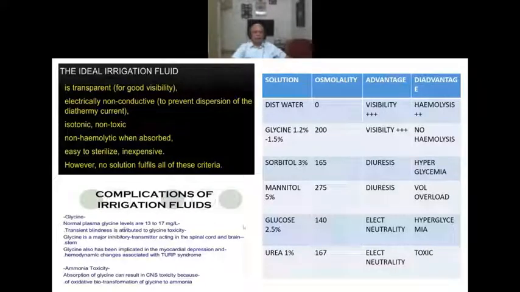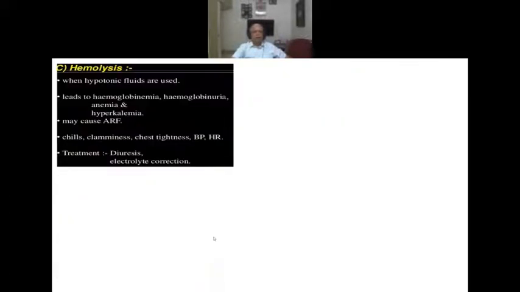Complications with the glycine: the normal level of glycine is 13 to 17 milligrams per liter, and toxicity can cause transient blindness. The hemolysis happens only when you use water. Sterile water was used in the earlier days, so hypotonic fluids are absorbed. It will cause hemolysis, which will cause hemoglobinuria and result in acute renal failure. It also will cause chillness, lumpiness, and chest tightness. These things will happen. So the treatment is diuresis and electrolyte correction.